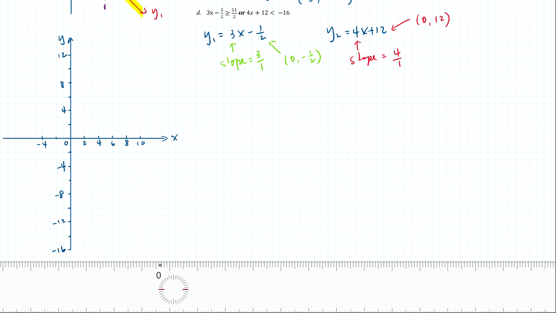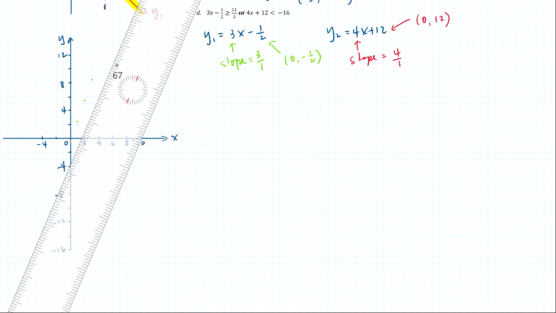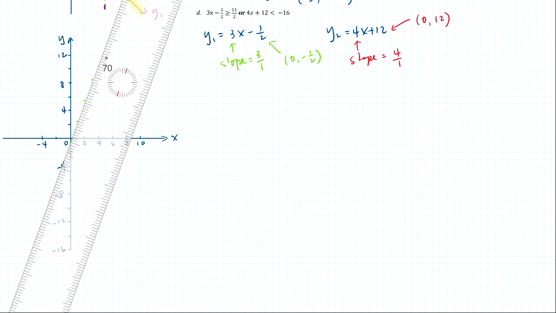So let's start from the first inequality. We have (0, -1/2), so -1/2 will be right over here. And I'm going up by 3 while I go over to the right by 1 every time. So going up by 3: 1, 2, 3, and over by 1 will be over here. Up by 3, over by 1. And we can go ahead and connect the points to get the line.